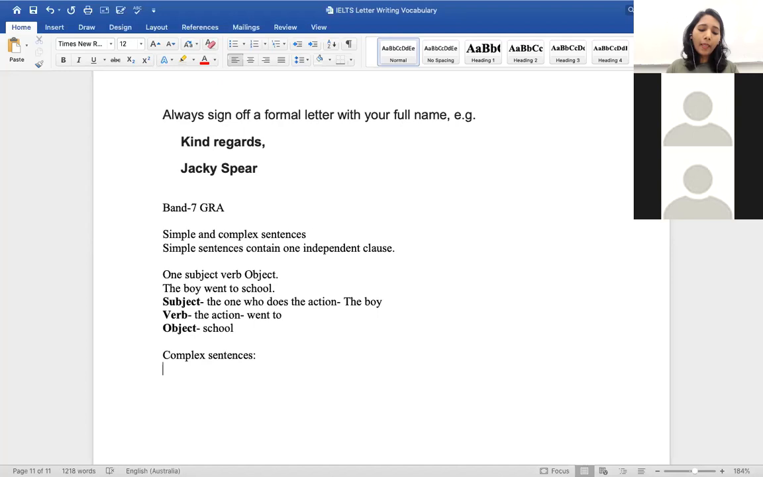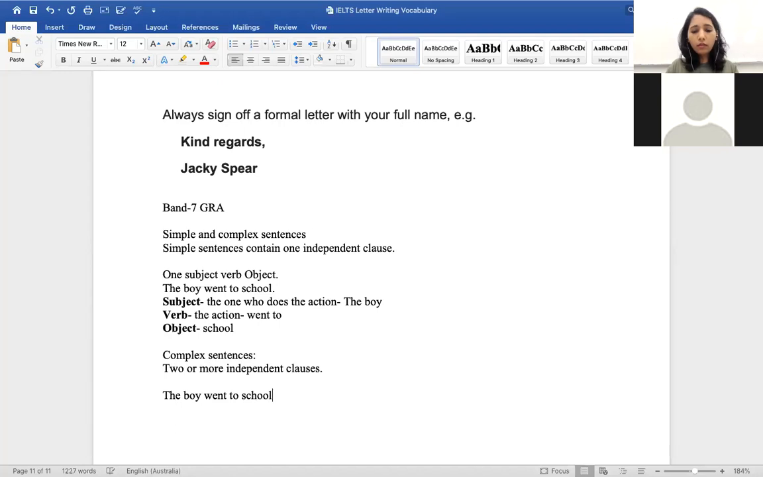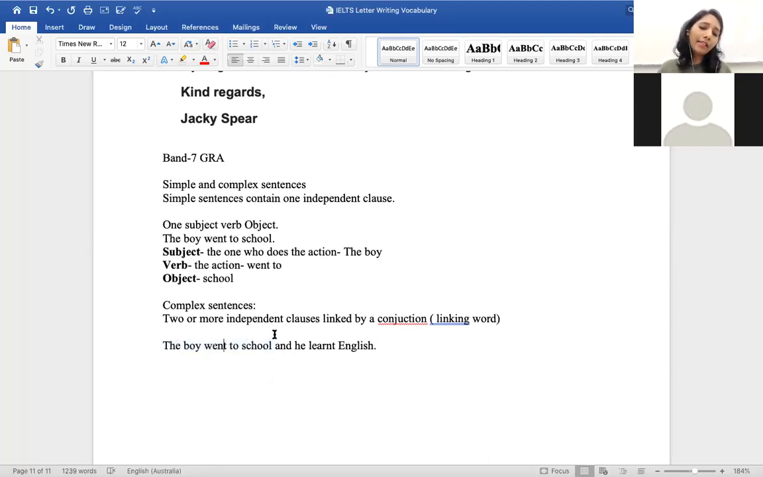Complex sentences contain one or might contain two or more independent clauses. So it might be a sentence like the boy went to school, and connected, linked by a conjunction mostly, or a linking device, linked by a conjunction or linked by a linking word. So you could have something like the boy went to school and he learned English. So if you look at it, the boy went to school is a complete sentence. It does not need the help of anything else. If you look at the next one, he learnt English.